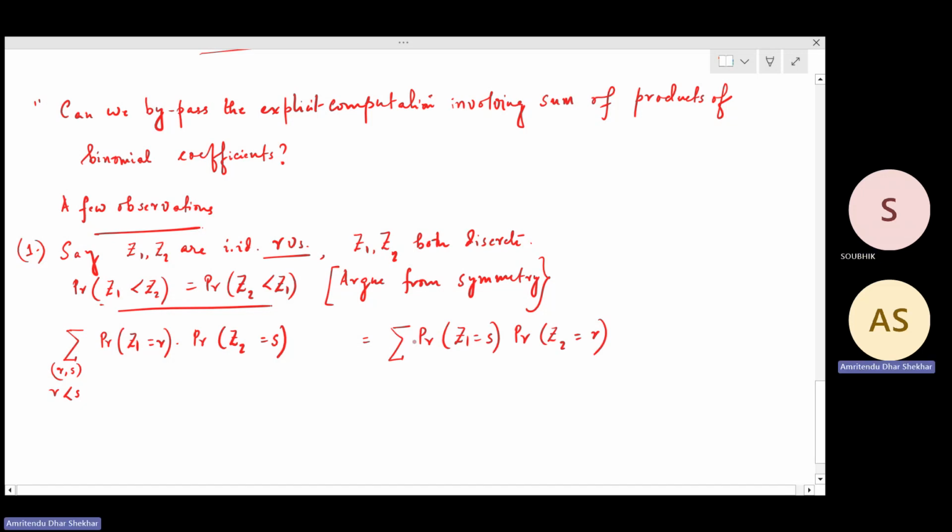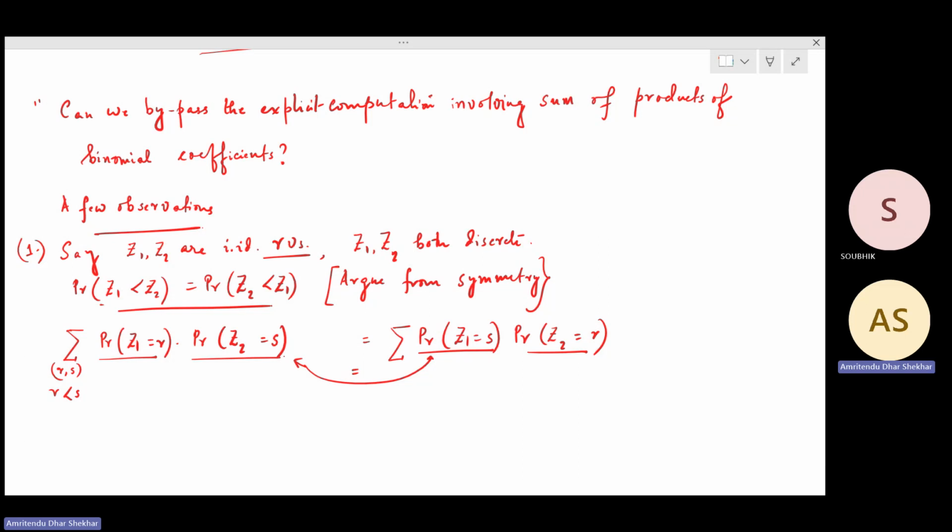So why can you flip them? Well, you can flip them because the probability of Z1 equals S is equal to the probability of Z2 equals S. Why? Z1 and Z2 are identically distributed. So because Z1 and Z2 are identically distributed, the probability of Z2 equals S is equal to the probability of Z1 equals S. Similarly, the probability of Z1 equals R is equal to the probability of Z2 equals R because they're identically distributed. So you can write this in this way.